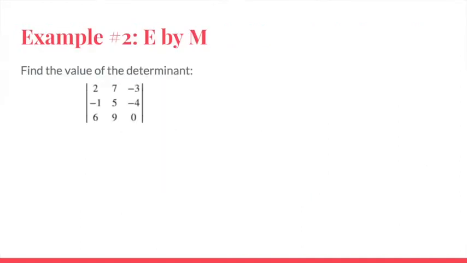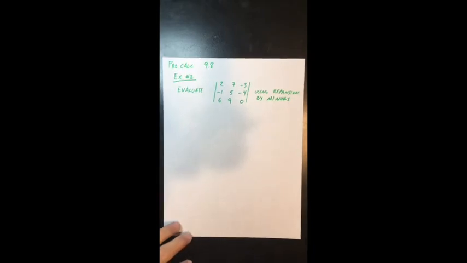We're going to work this example on the document camera for expansion by minors. And we're going to use one of the rows or columns that contains a 0, because anytime you have a 0 in there, that saves you some work. So we'll switch to the document camera now, and we'll work this example. In example number 2, we're going to evaluate this determinant using expansion by minors.